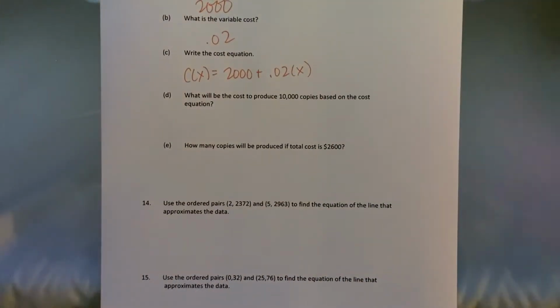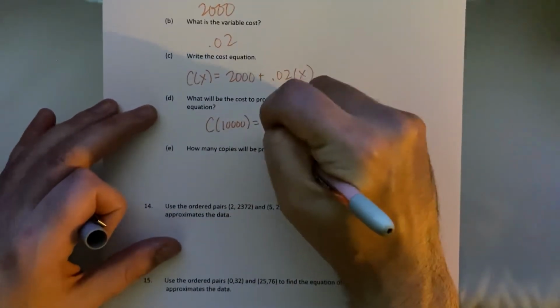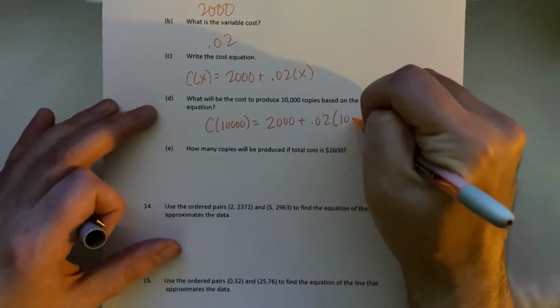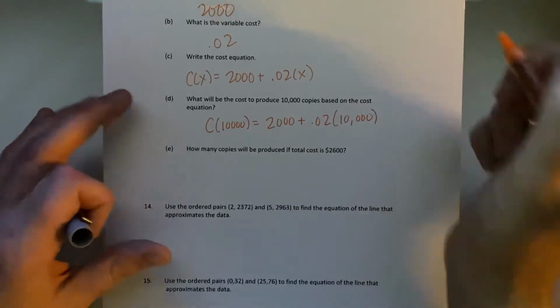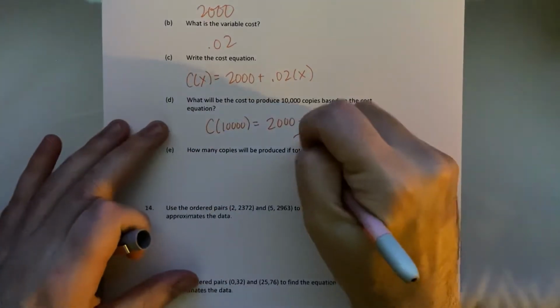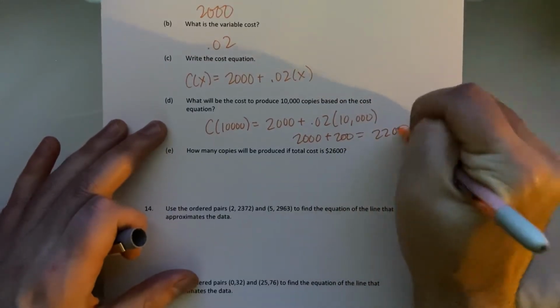What will be the cost to produce 10,000 copies based on this cost equation? We just plug in 10,000 for x. So that's 2,000 plus 0.02 times 10,000. Now that should really be 10,000 times 0.02 is 1,000 times 0.2, or 100 times 2. 2,000 plus 200, or $2,200.